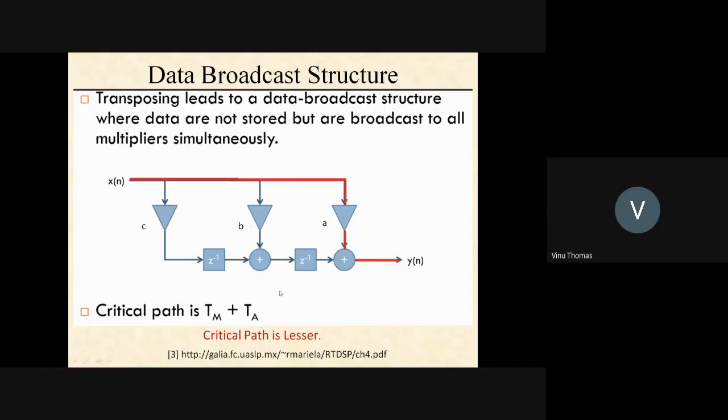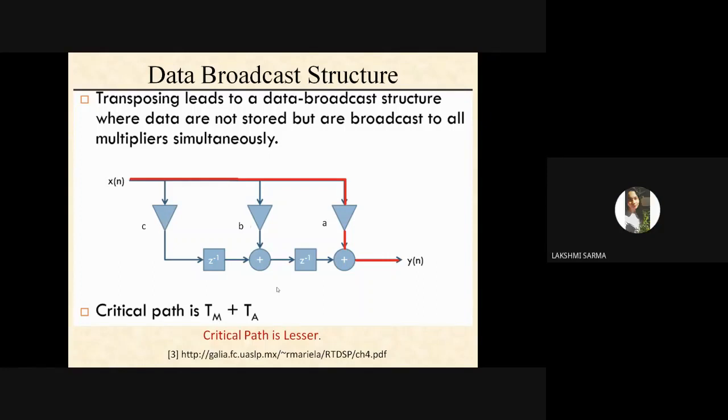So the critical path is therefore lesser than that for the direct form or for the tapped delay line. Is that understood? Tm plus Ta. The critical path is lesser than that of the direct form or the tapped delay line. So what is the advantage? There is a slight advantage for this structure. What is the advantage?